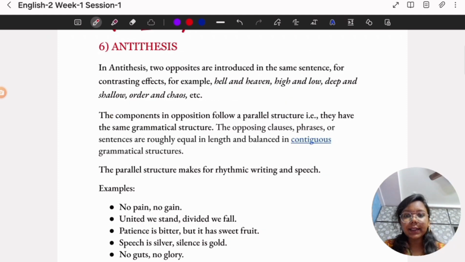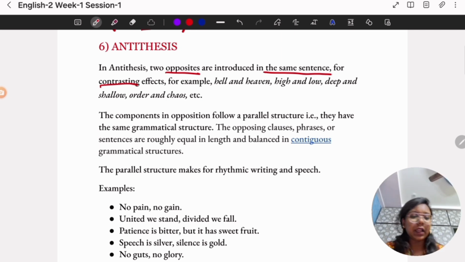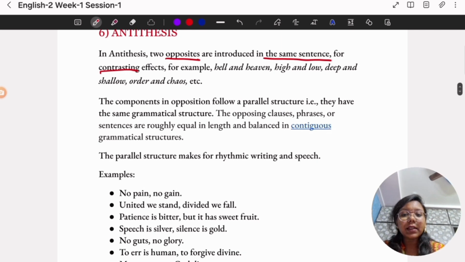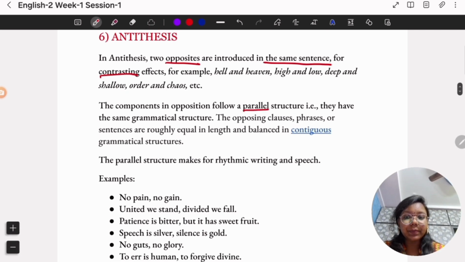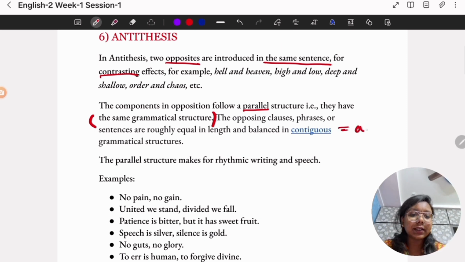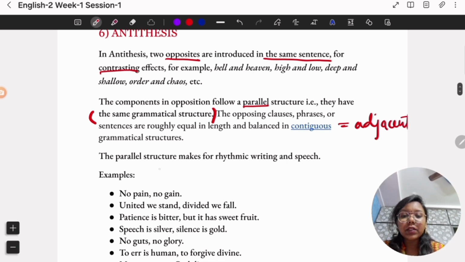So the next thing is antithesis. In antithesis, two opposites are introduced in the same sentence for contrasting effects. For example, hell and heaven, high and low, deep and shallow, etc. The components in opposition follow a parallel structure. That is, they have the same grammatical structure. The opposing clauses, phrases, or sentences are roughly equal in length and balanced in contiguous grammatical structures. Contiguous means adjacent. Synonym of contiguous is adjacent. So the parallel structure makes for rhythmic writing and speech.